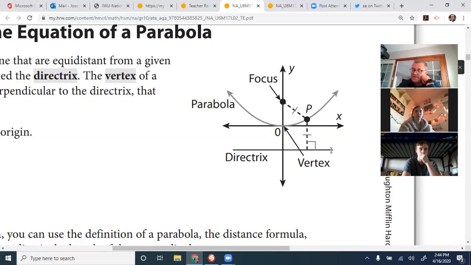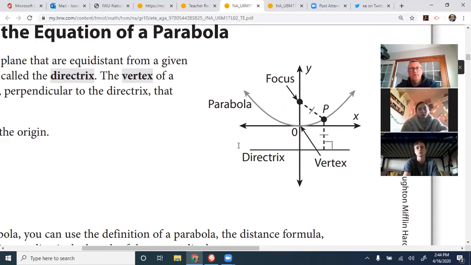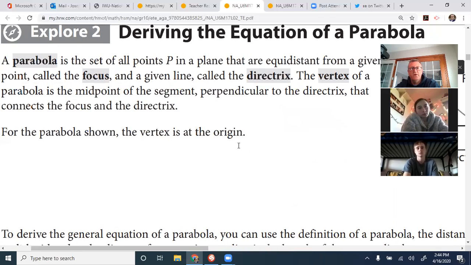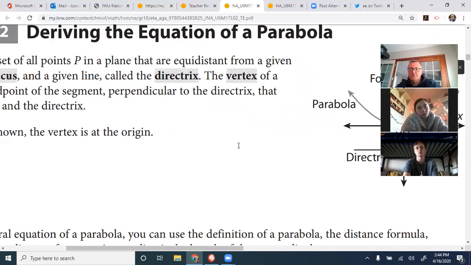To me, that's really fascinating. So if I would pick a point like right here where my pointer is, if I measured that from the focus to this point right there, and then from that point down to the directrix, it would be the exact same. It is always the same. So again, it's a set of points that are equidistant from the focus and the directrix.